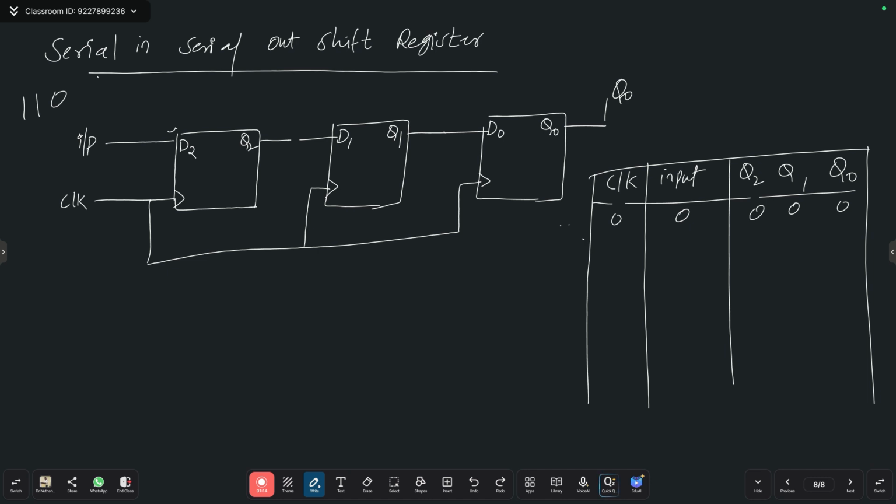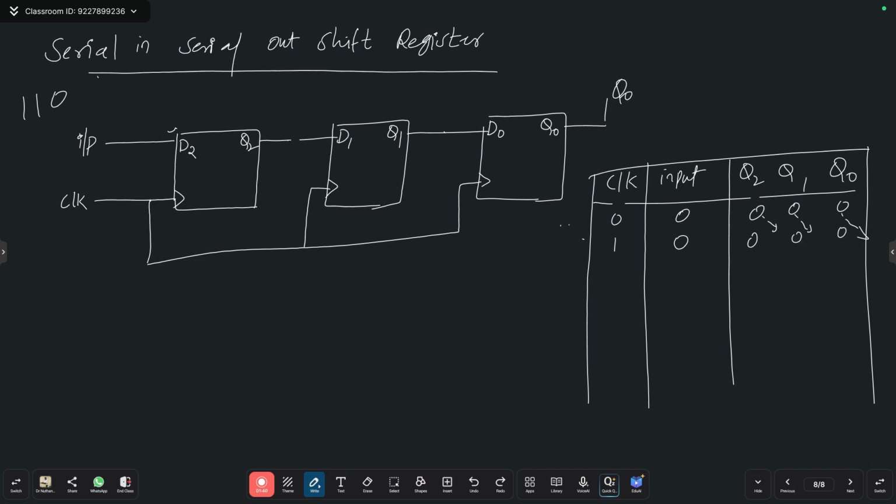Okay. Then 1 clock. What is going to happen? 0 will come. That is the input. Then what is happening? The zeros are moving. How is it moving? The old 0 vanishes out. Yes or no? A new 0 will come. Are you following? So 0, 0, 0. This is the new place.